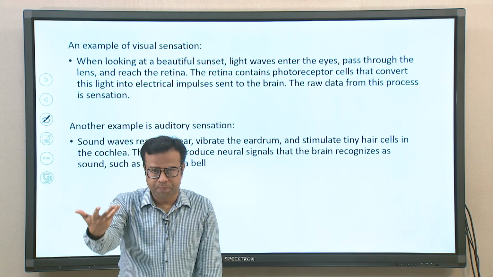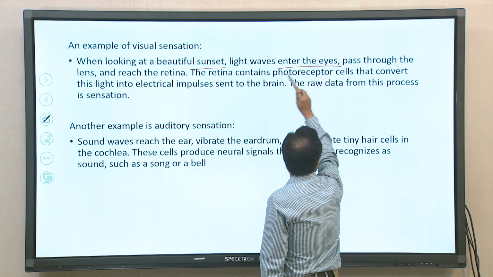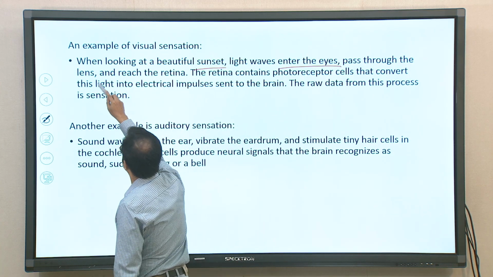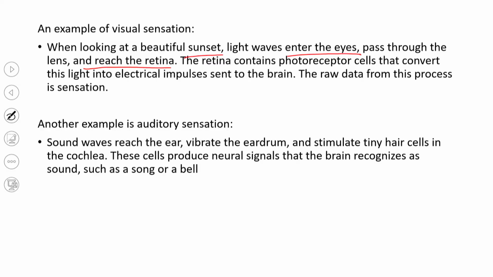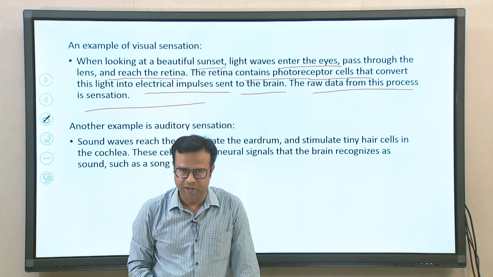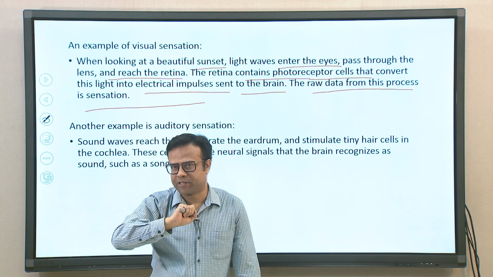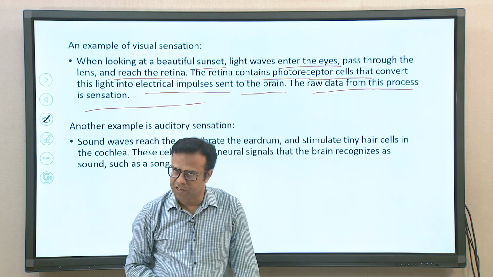Just to give you an example, when we look at a beautiful sunset, light waves enter the eye, pass through the lens of the eye and reach the retina. The retina contains photoreceptor cells that convert this light into electrical or neural impulses, which are then sent to the brain. The raw data from this process is sensation. The brain then detects that something is there, some light and different colors. Once it reaches the brain, it detects that something is there. That is called the process of sensation.